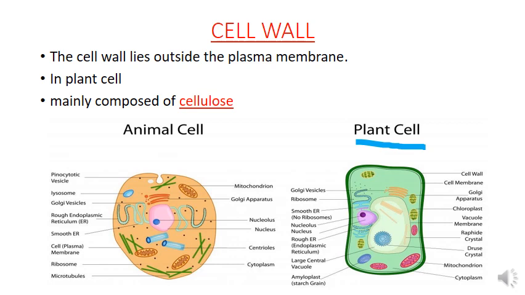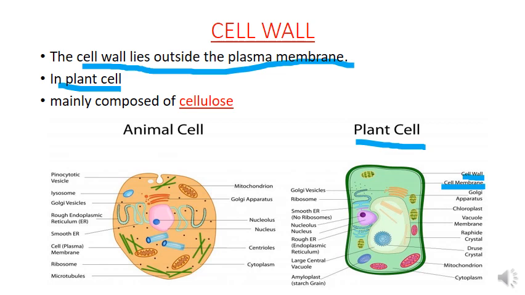So in an animal cell, the outer covering will be given by the plasma membrane or cell membrane. In plant cells, outer to the cell membrane, a cell wall will be present. So the cell wall is the structure which is present in plant cells. Okay, in animal cells, the cell wall will be absent.